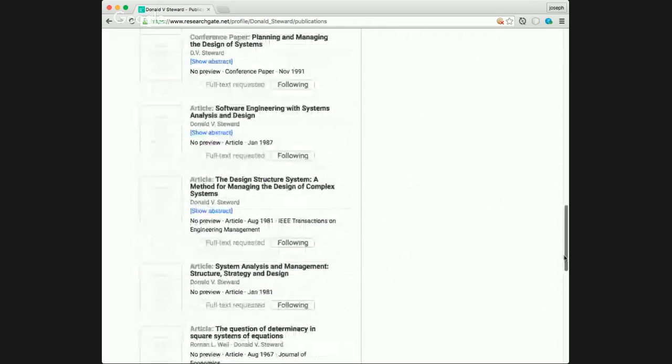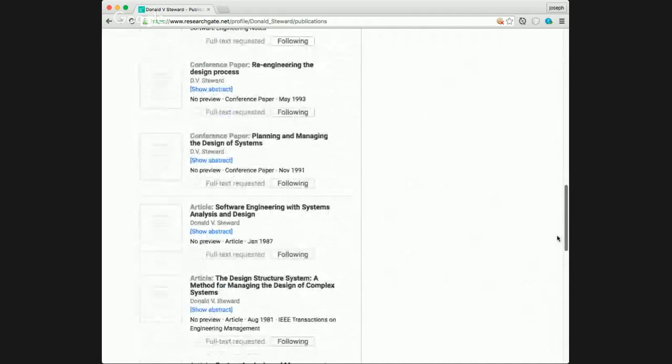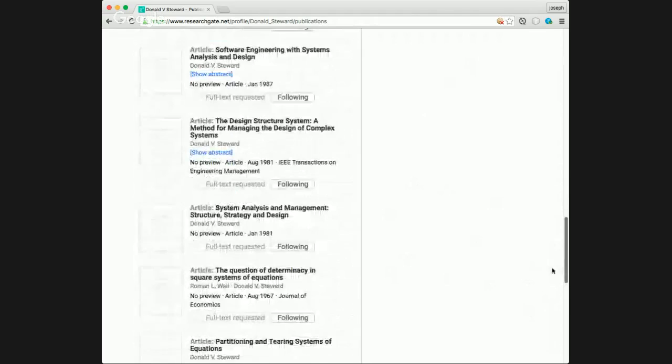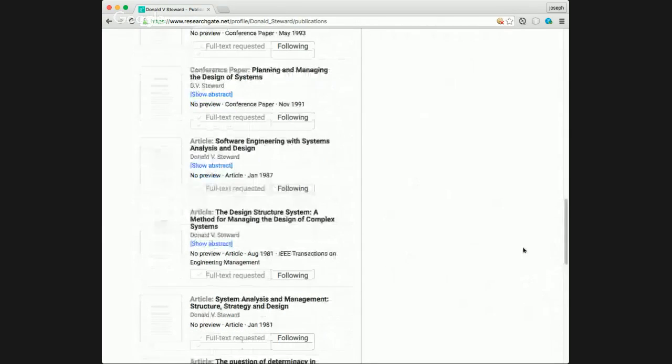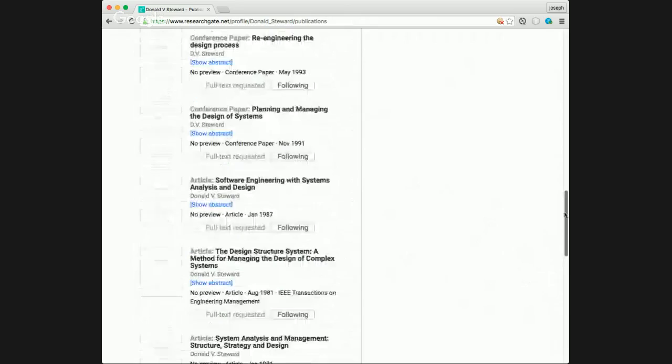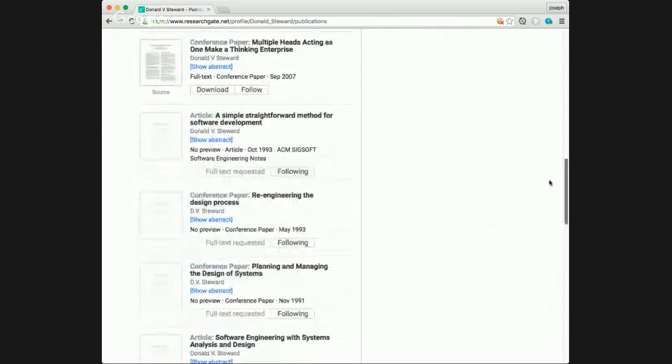So with Stewart's work, we'll see again that his early work was focused on systems of equations. And then in the 80s and 90s, that kind of translated over to application to larger scale social technical systems. And we will, again, continue to take a look at that and see how that background impacts his work.